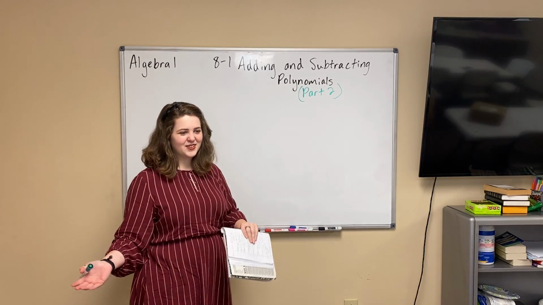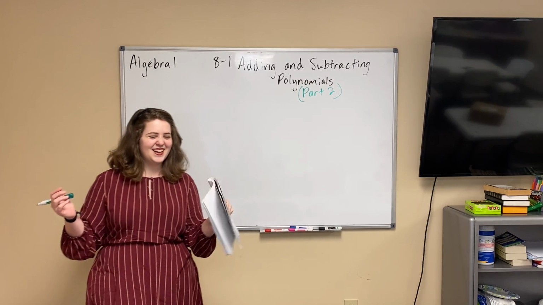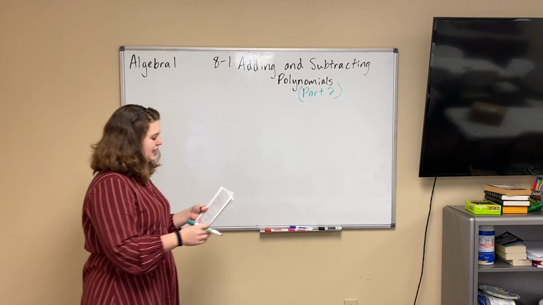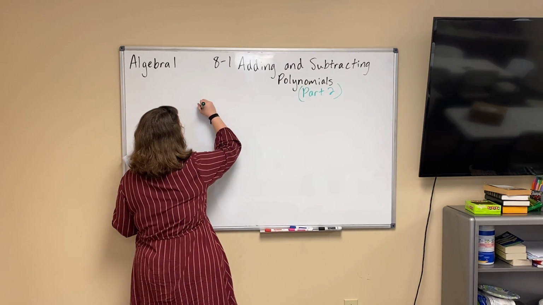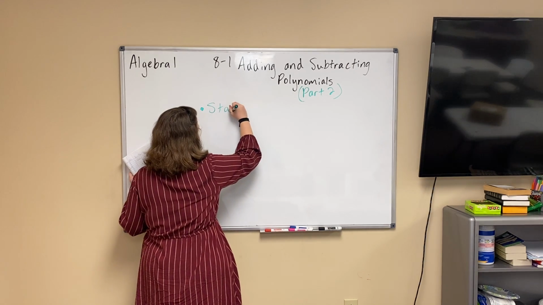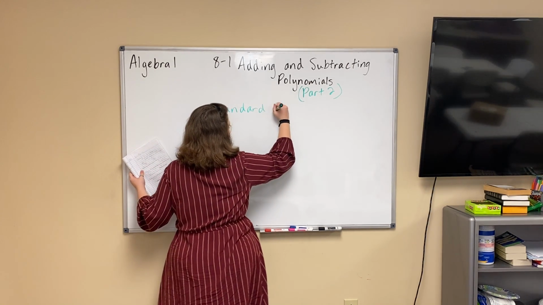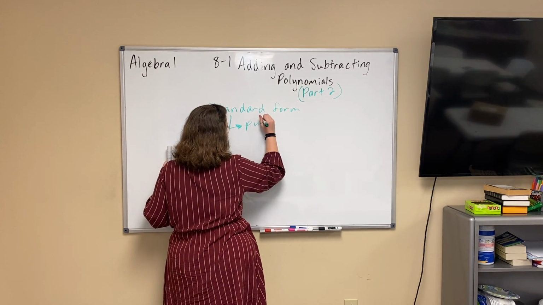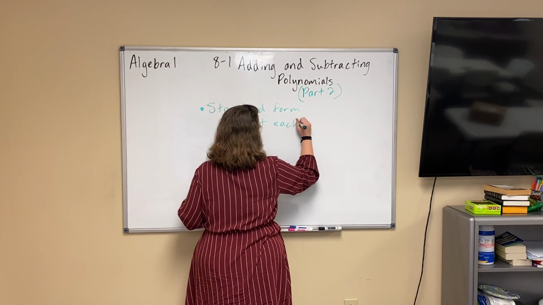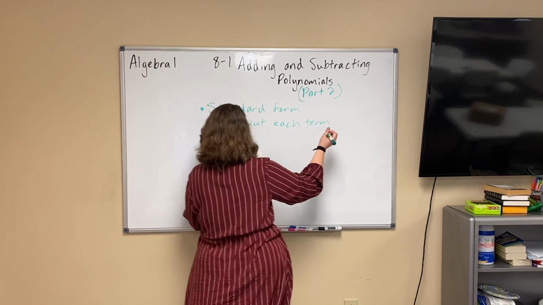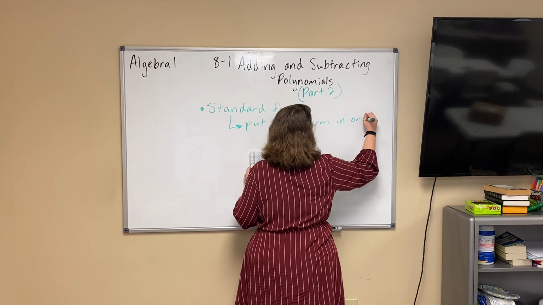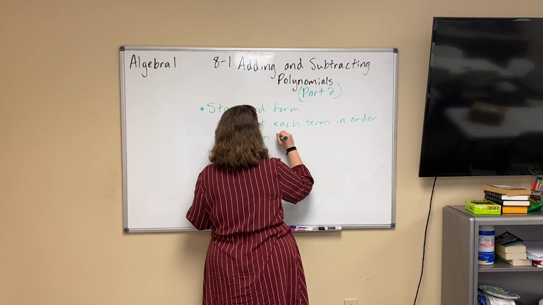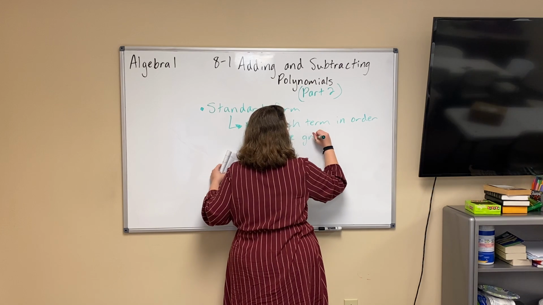Okay, so yesterday we talked about what a polynomial is and how to find the degree. What we're going to do today is talk about the standard form of polynomials when you're writing them. Standard form basically means we're going to put each term in the polynomial in order from the greatest degree to the least degree.